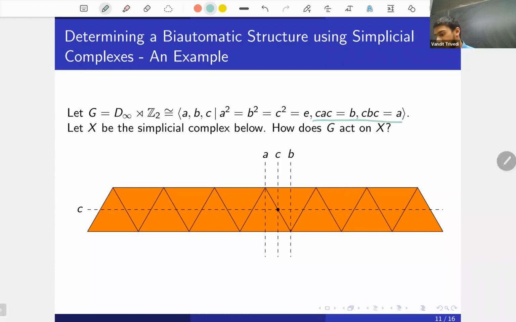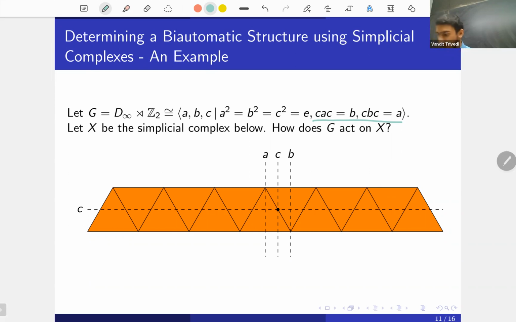Since each of the generators is an involution, we don't need to write inverses. A is equal to its inverse. I'm just going to write A for A inverse. And we're going to look at the action of this group G on this simplicial complex in orange. So how does G act on X?